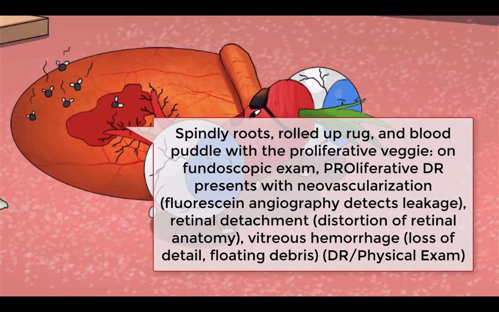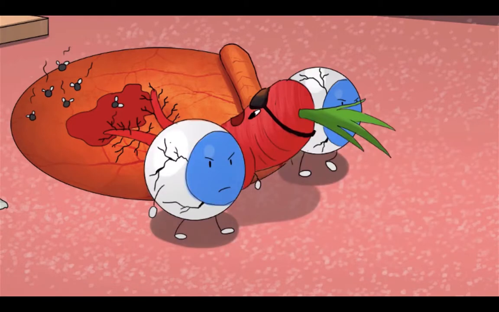Proliferative retinopathy is diagnosed by visualization of new vessel formation within the retina. Fluorescein angiography helps detect leakage from these newly formed vessels. Look for signs of retinal detachment as well, such as distortion of retinal anatomy. Vitreous hemorrhage on fundoscopic exam may appear as a loss of detail and floating debris, or even as a totally obscured field with a red glow in the setting of significant hemorrhage.